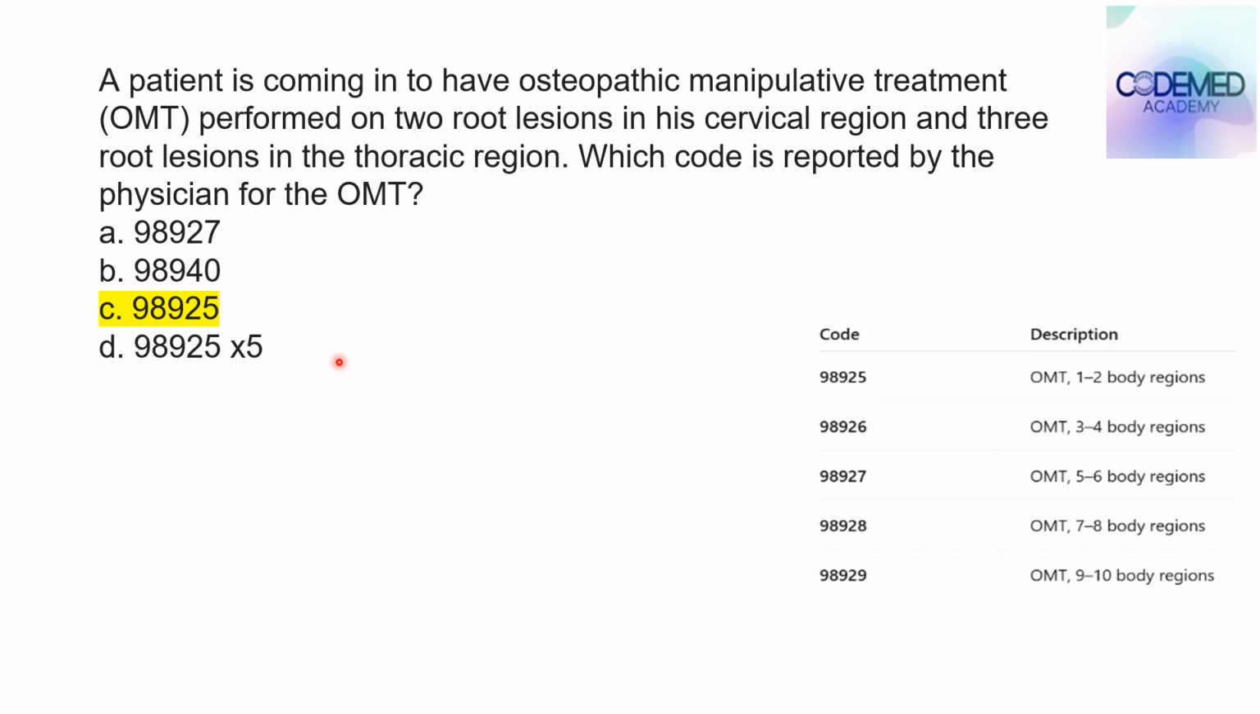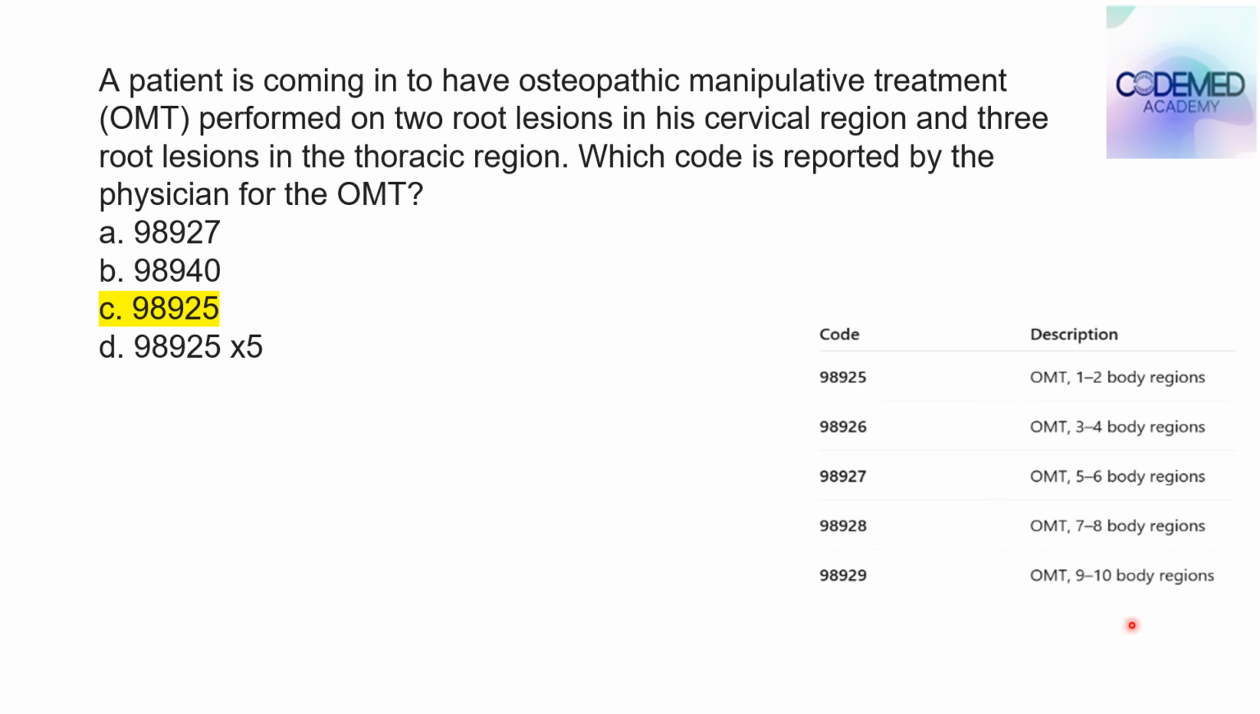There is no need to multiply it by 5 because the code language specifies the region. And I told you that we calculate the region, not the lesions. So, irrespective of how many lesions we have treated, what decides the code is the region.